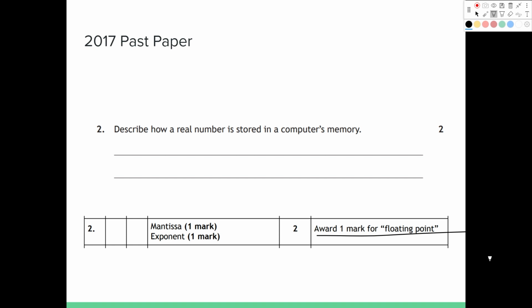Now this is a past paper question. Obviously the questions change every year, so you can't always predict exactly what the question is or what the marking scheme will say. But as long as you remember what a mantissa and an exponent is, you'll be fine.